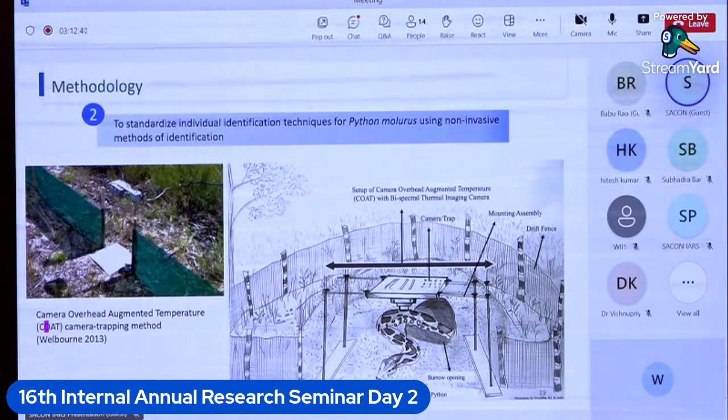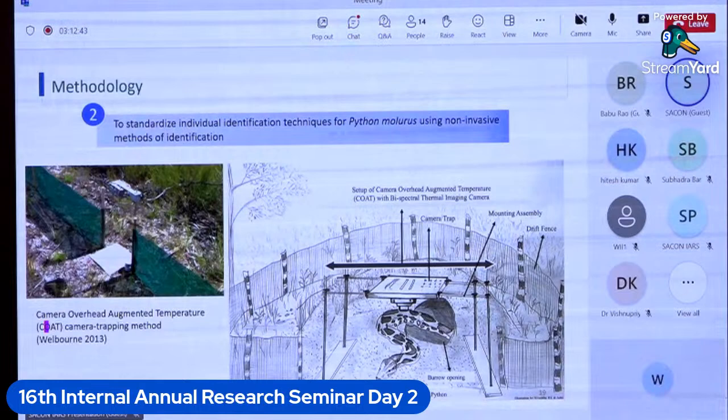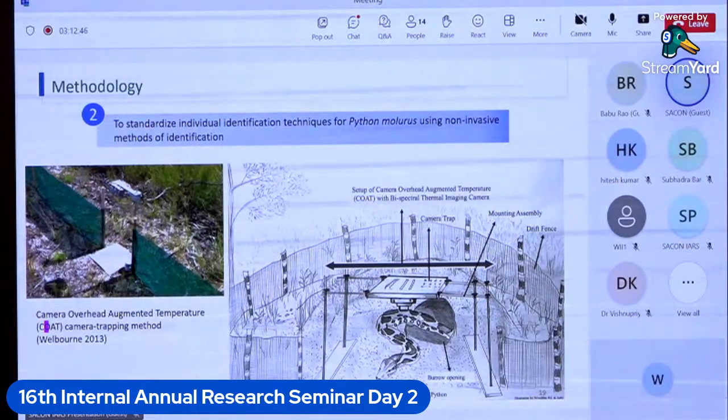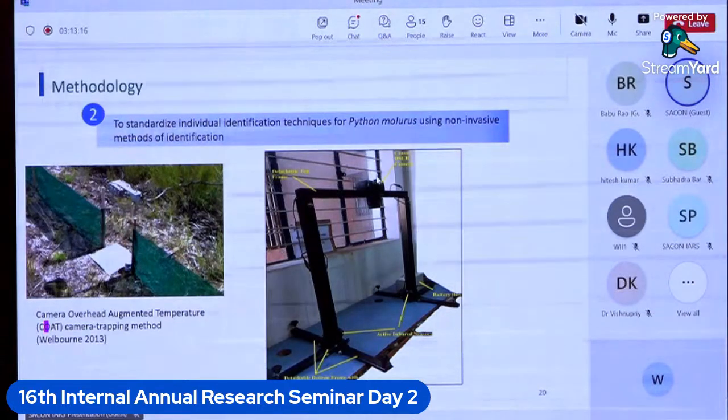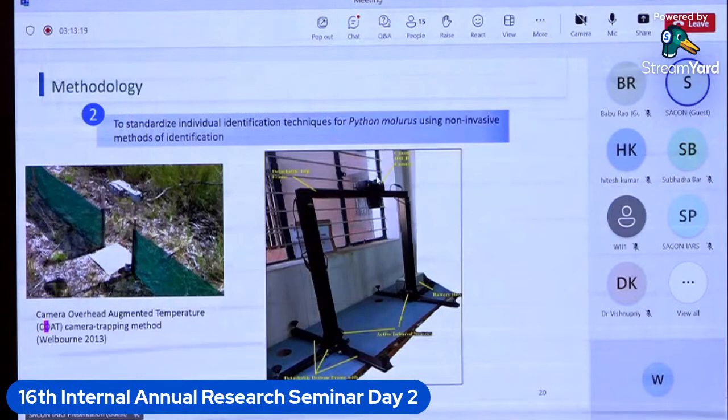burrow entrance, and the pythons will be directed to go under the camera so that we can take the photographs of the blotches. What you see on the right is what we have already designed. It is a slight modification of the method. In the original, there is a reflective sheet that gives a difference in the heat sensed by the PIR. What we have used is active infrared sensors. Once the python cuts the active infrared sensor beam, the photographs will be triggered using a normal DSLR camera. So this is a modification of the method that is currently being used in the US and Australia.